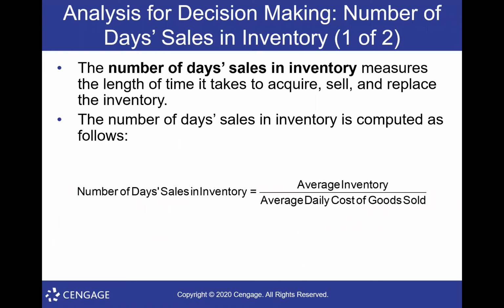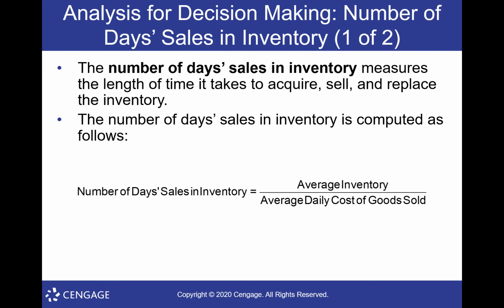The other one is what's called days sales in inventory, or number of days sales in inventory. We always call it DSI, where we take our average inventory and divide it by our average daily cost of goods sold. That tells us, on average, how many days something stays in inventory until we sell it. Again, it doesn't speak to a specific item of inventory. It speaks to an average dollar of inventory.